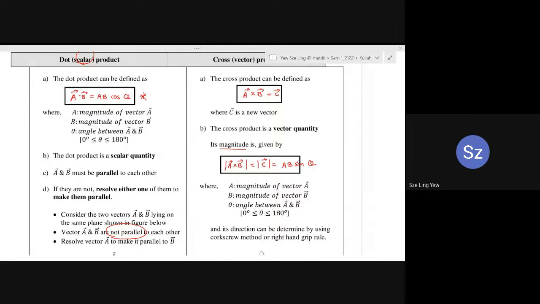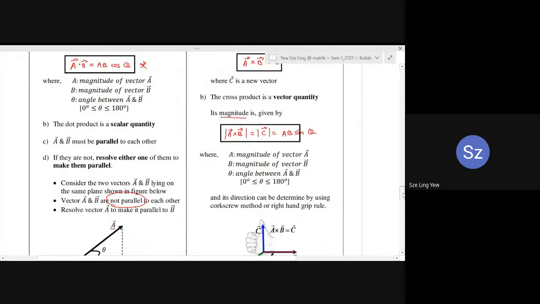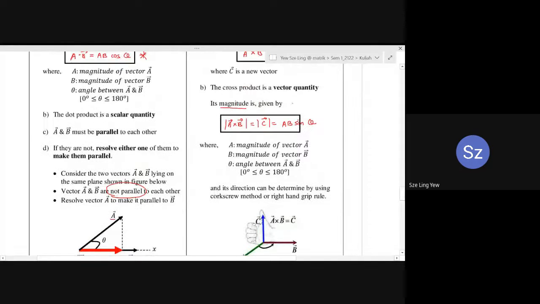So this is the definition of the cross product. Okay, the definition of a cross product. So let's see. I'm not going to show you how to derive it because it is slightly more complicated. Okay, so now what are we going to see?